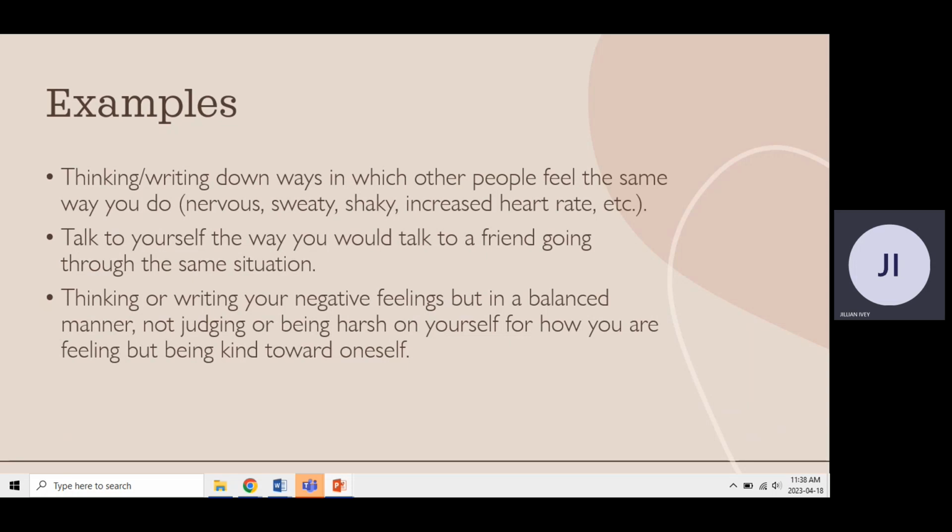Talking to yourself the way you would talk to a friend going through the same situation. So if a friend was nervous, you would comfort them and let them know that it's okay. You would just do that to yourself. And thinking or writing your negative feelings, but in a balanced manner, not judging or being harsh on yourself for how you're feeling, but being kind towards oneself, but still acknowledging the feelings you have.